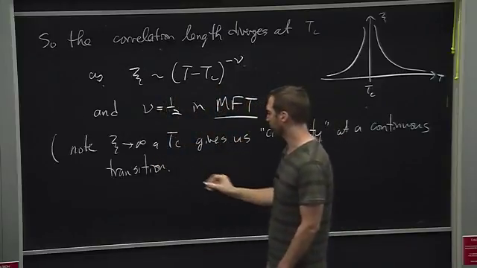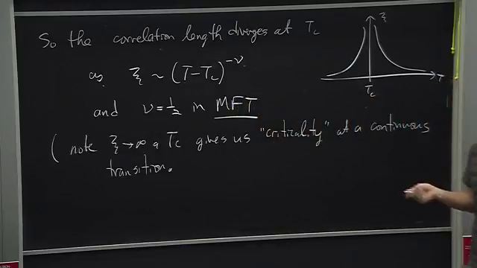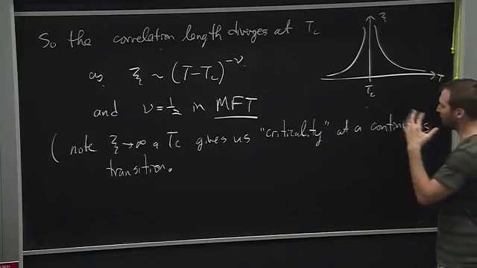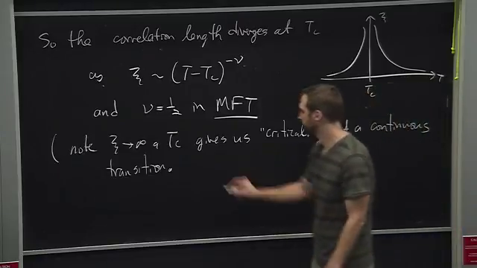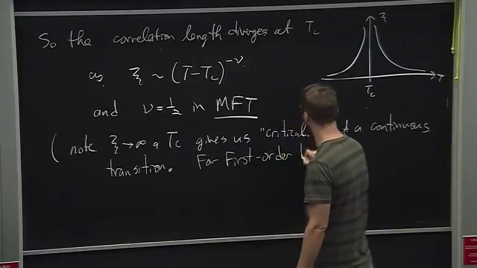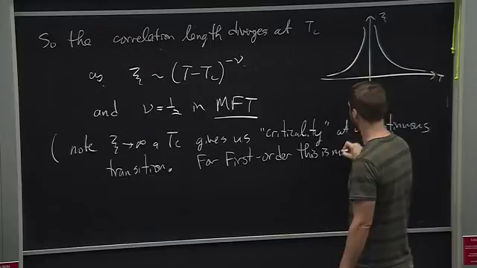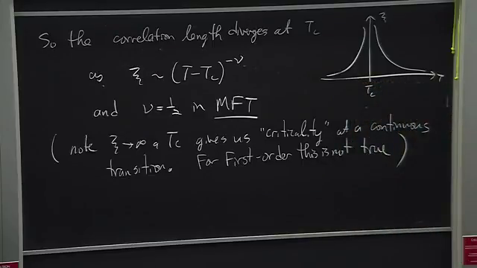This divergence does not happen at a first order transition. So a first order transition isn't described by this theory. First order transitions have discontinuities, latent heats, hysteresis, coexistence. The free energy just looks different. This all comes from the fact that the free energy changes continuously as you go through the transition. So criticality gives rise to the scaling behavior.